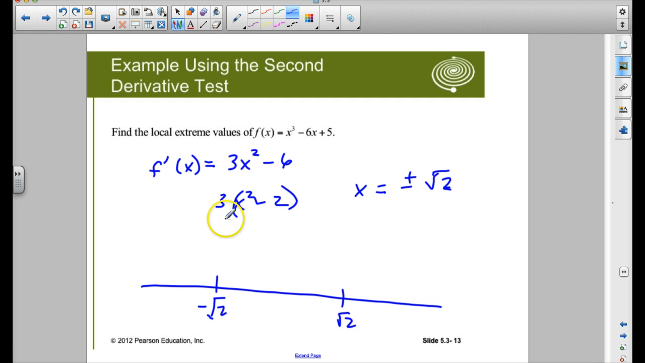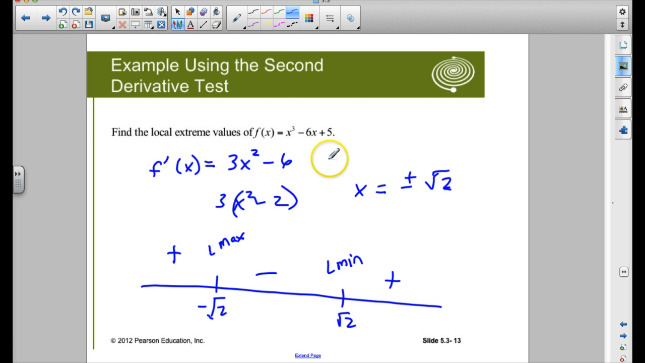Now I'm going to plug it in here. If I plug in negative 2 here, I'm going to get 4, 12. That's going to be a positive. If I plug in 0 here, I'm going to get a negative. And if I plug in 2 here, I'm going to get a positive. So we know that this is going from positive to negative. This is a local max. And from here to here, this is going to be a local min.